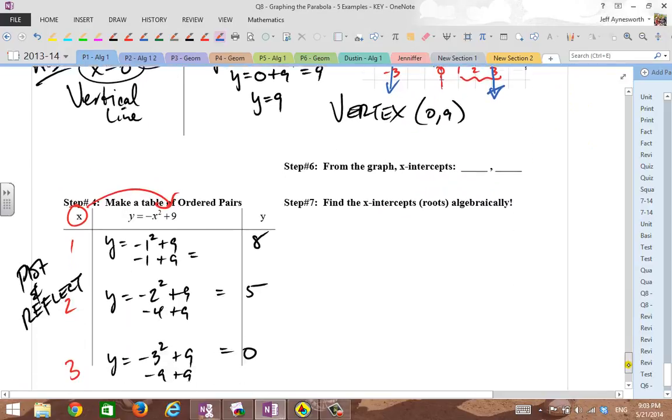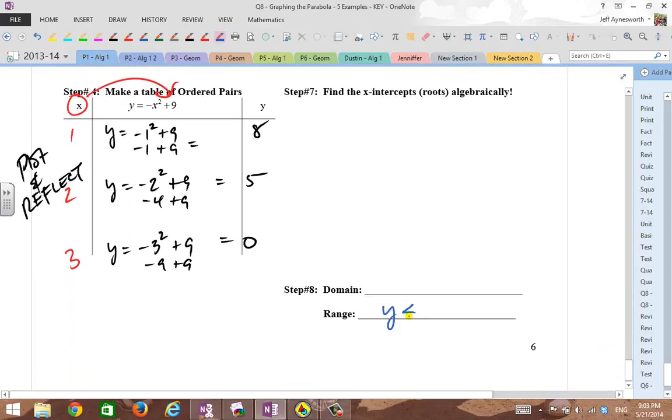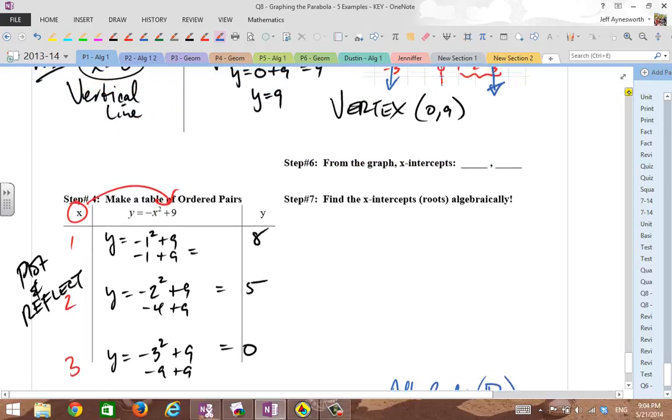And that helps me figure out the range. So I know my range is y less than or equal to 9. You have to look at the vertex each time in order to figure out the range. Okay? The domain, that's easy. It's all reals. Okay? All reals. There's your symbol for it. Now, what is everything else? Well, let's finish up here.